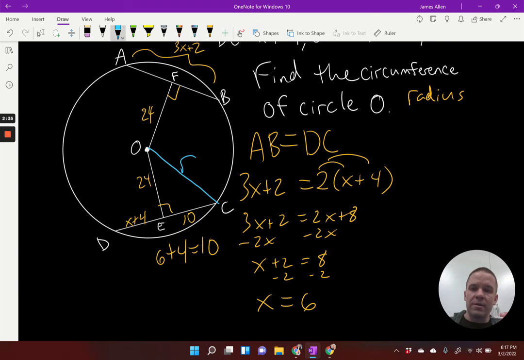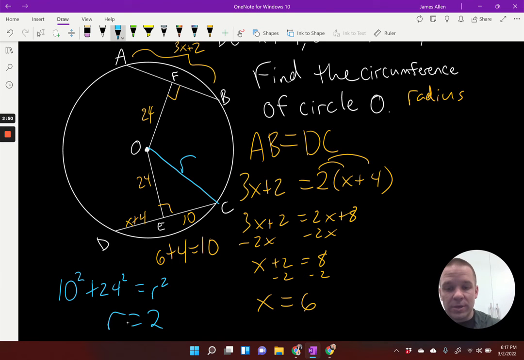Anywho, I've got 10 and 24 as my legs of a right triangle. Can I use the Pythagorean theorem, perhaps? 10 squared plus 24 squared equals r squared. But if you're looking closely, that's a 5, 12, 13 triangle. So my radius equals 26. Wait, we're not done. I want my circumference.